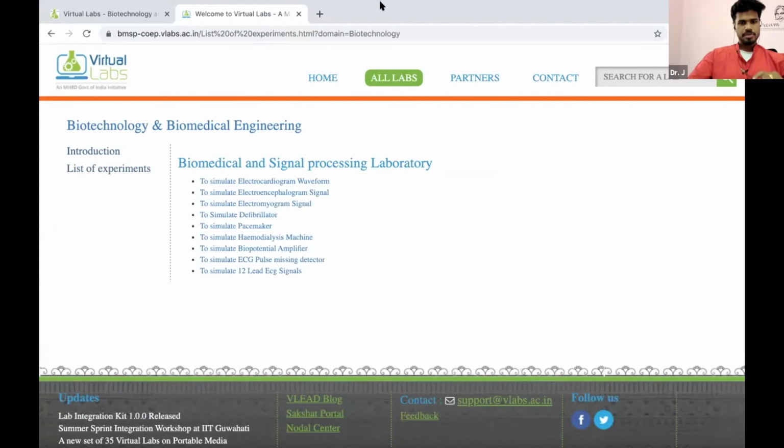So the list of experiments: electrocardiogram, electroencephalogram, electromyogram. So we have ECG, EEG, EMG. Then they claim to have defib, pacemaker, hemodialysis, biopotential amplifier. Then some ECG experiments: a pulse missing in ECG, a form detector, and 12-lead ECG signals.